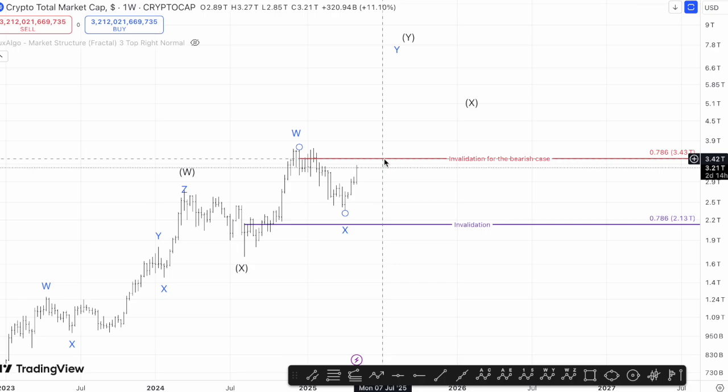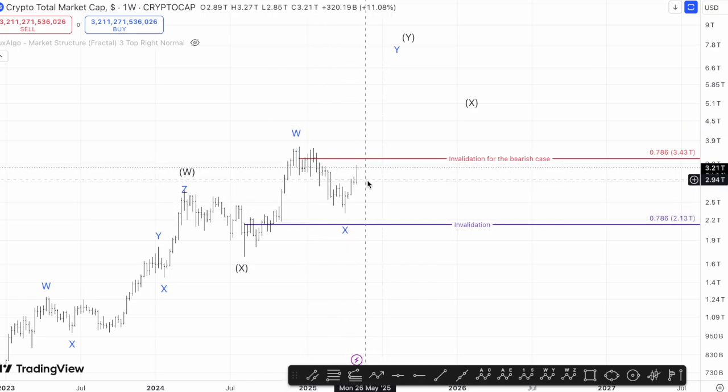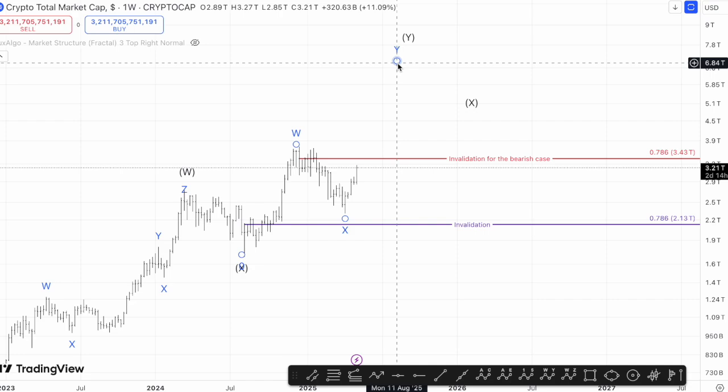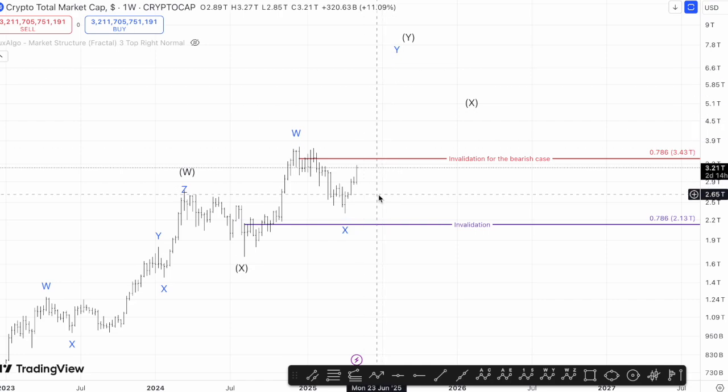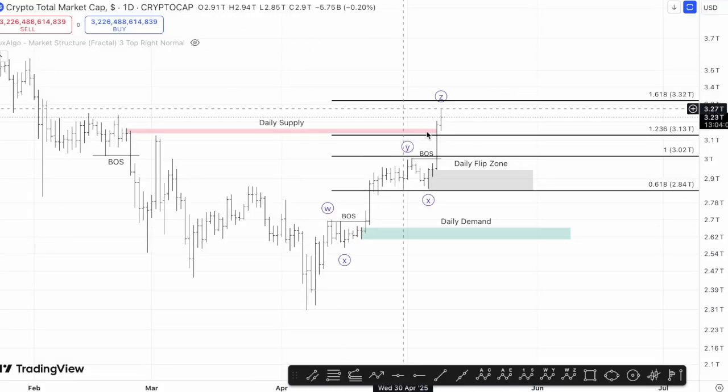But now we need to move on to the daily chart to further investigate this move and find some potential zones to enter the market to capture the move to the potential leg Y right here. In the next part of the video, we're just going to do that. So I have switched to the daily time frame to check this move.